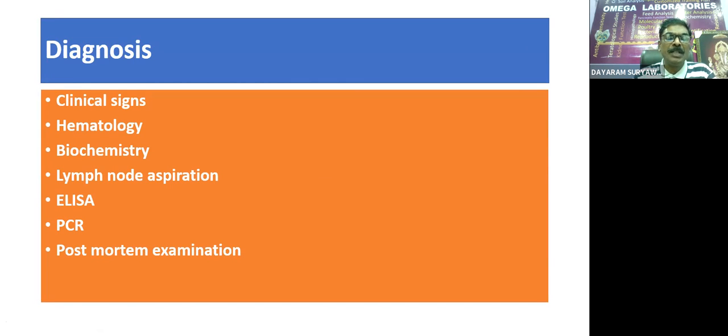So after the postmortem lesions, we can see how to diagnose Theileria. It is based on clinical signs, hematology, biochemistry, and lymph node aspiration. If anybody wants, they can go for ELISA, PCR and postmortem examination. These are the tools which can be used for the final diagnosis of Theileriosis.